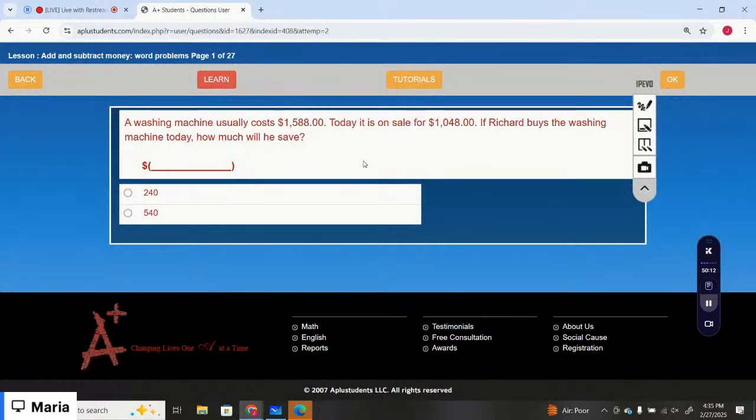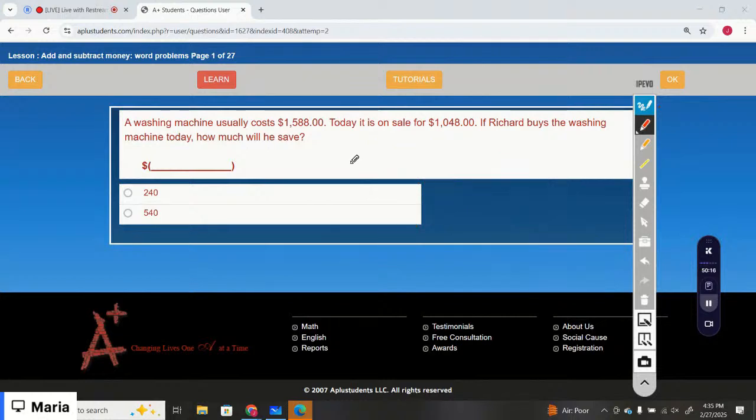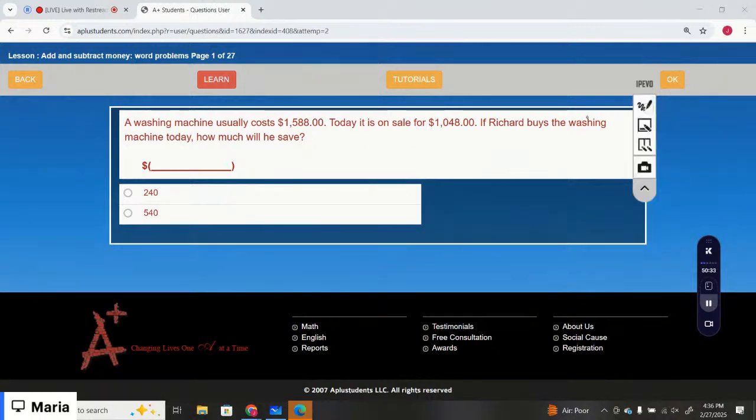You have to subtract. That is 1,588 take away 1,048. 8 take away 8 is 0, 8 take away 4 is 4, 5 take away 0 is 5. So that means with the washing machine, he will save $540. Option number two is the correct option.